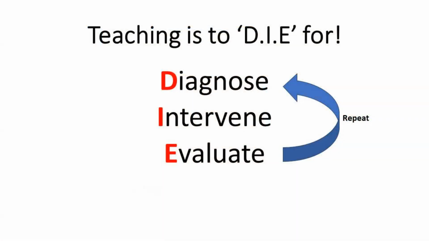Now, one of the acronyms that John uses to help teachers remember what steps to take in implementing evidence in their classroom is the DIE model, where he says that teaching is to die for. What does he mean by that? He means diagnosis, that's the D, intervention, that's the I, and evaluation, that is seeing where the value is in your intervention. Right? And if there's no value, throw it away, try something new. So teaching is to die for, diagnosis, intervention, evaluation.